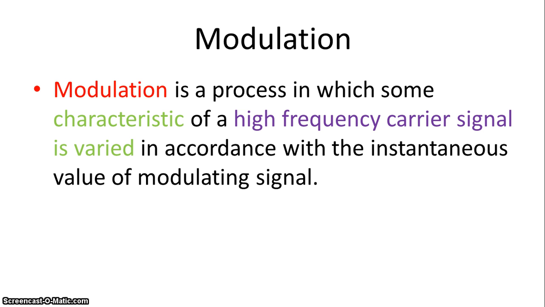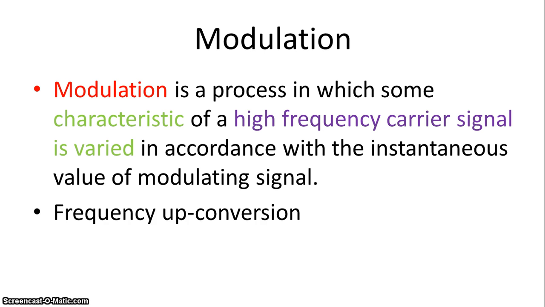Modulation is basically a process in which some characteristic of a high frequency carrier signal is varied in accordance with the instantaneous value of the modulating signal. So basically we can think that modulation is a process of frequency up conversion wherein the low frequency modulating signal is superimposed on a high frequency carrier signal.